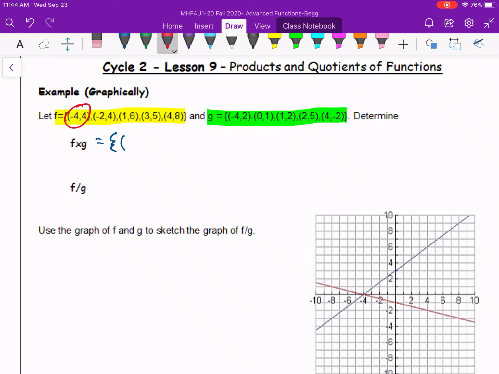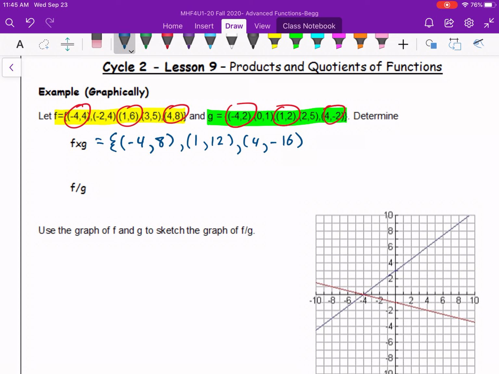So I can combine these two, and I'm going to do that. First I'm multiplying. Keep the x the same, multiply the y. Did you expect 8? Probably. And I can skip over the -2, but the 1's match up. And I can skip over 3, but the 4's match up. So my multiplying is going to get me 1 and 12, and 4 and -16. The 12 comes from doing 6 times 2, and the -16 comes from doing 8 times -2.